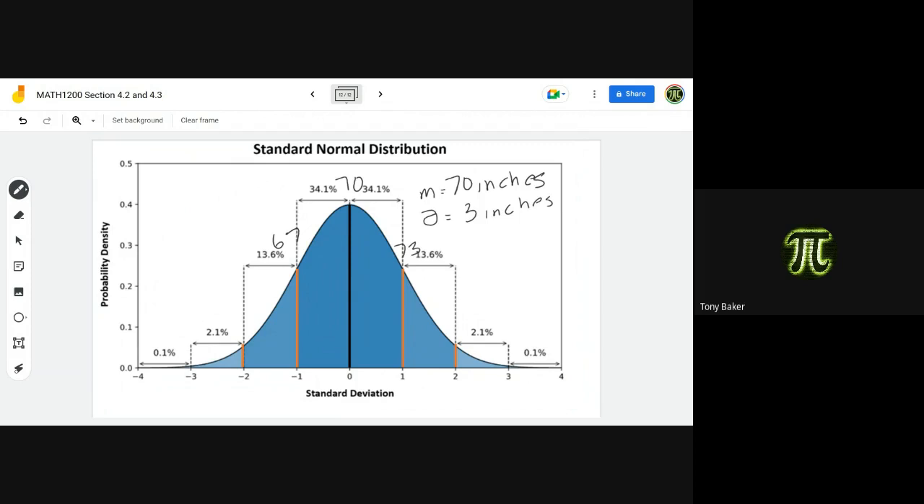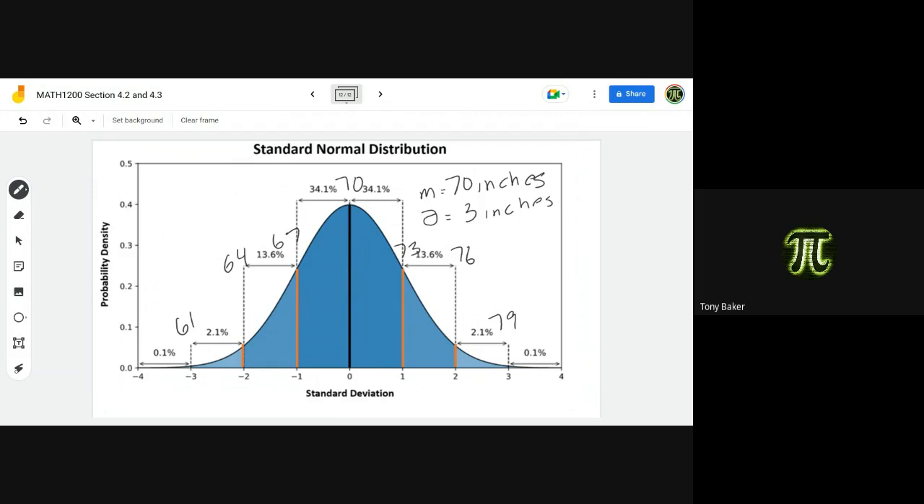2 standard deviations, we do it again. 76 and 64. So now we've got how much of the percent of the population? 95% of the population of men is between 64 inches and 76 inches. Now we do it again: 61 to 79. So 99.7% of the men are between 61 and 79 inches tall. Okay, which would be 6'7".